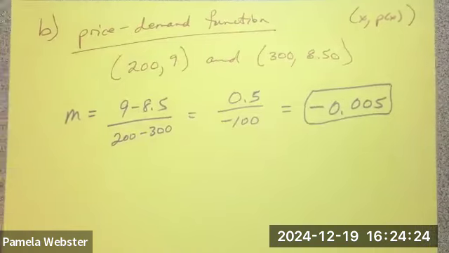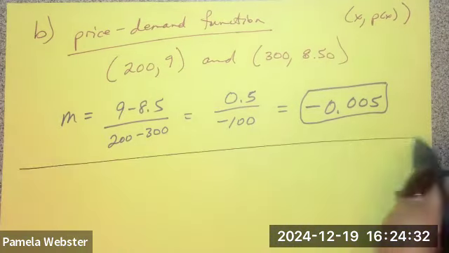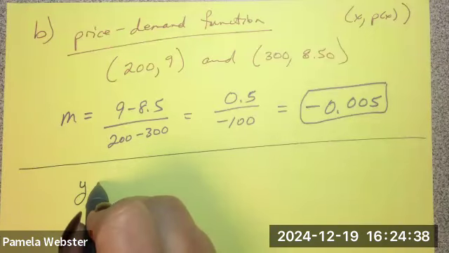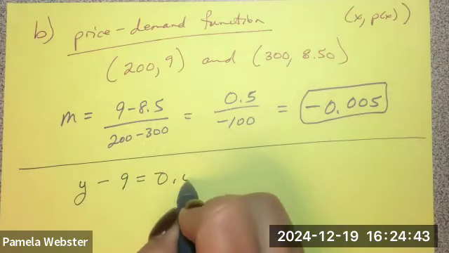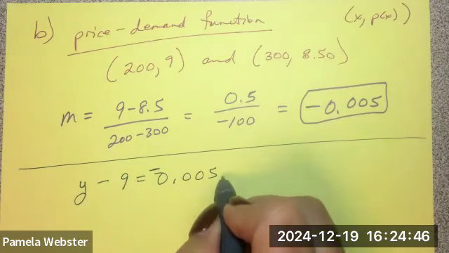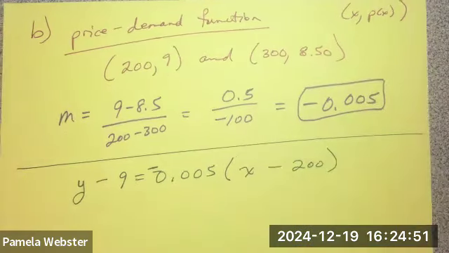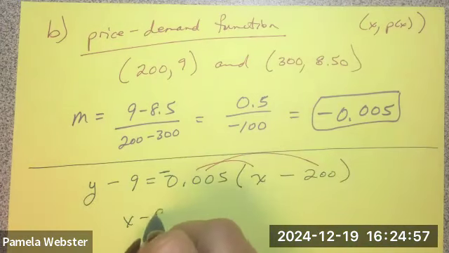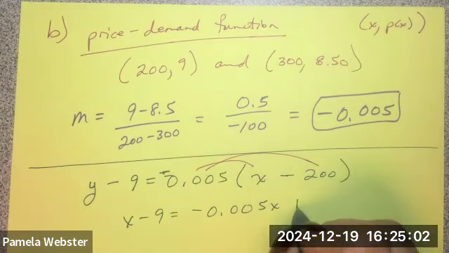Is everybody okay with that? If you're not sure, go back and plug it in, use your calculator, that kind of stuff. It'll be all right. All right, so now my equation, y minus, I'm going to use this guy again, 9 equals m, which is negative 0.005. Let me make that clear, it's a negative. X minus 200. Again, distribute that guy. Y minus 9 equals negative 0.005x, and a negative is a positive.